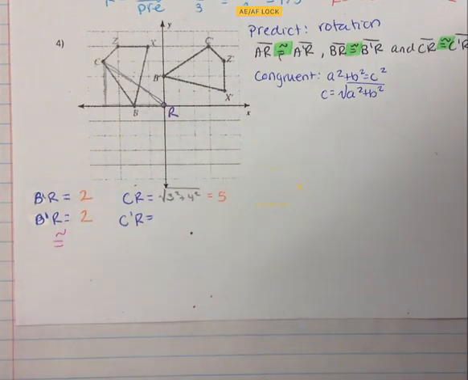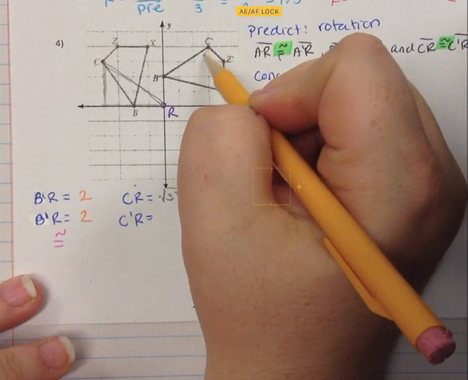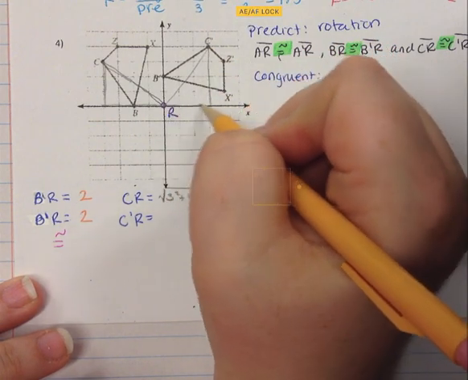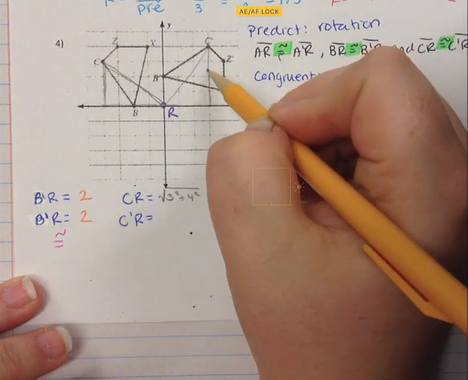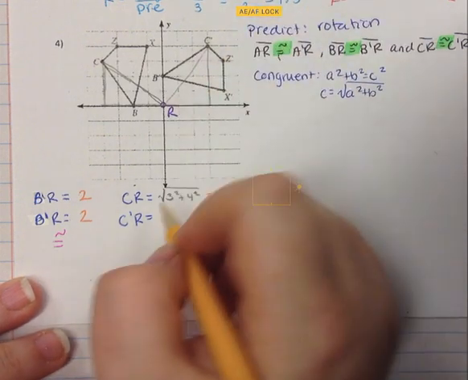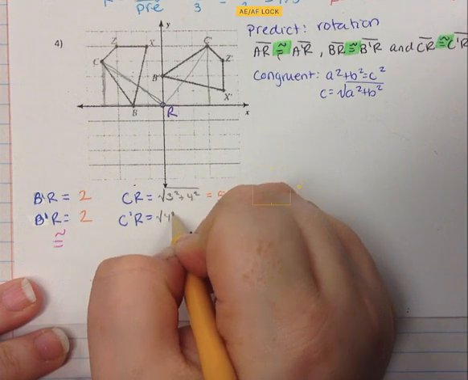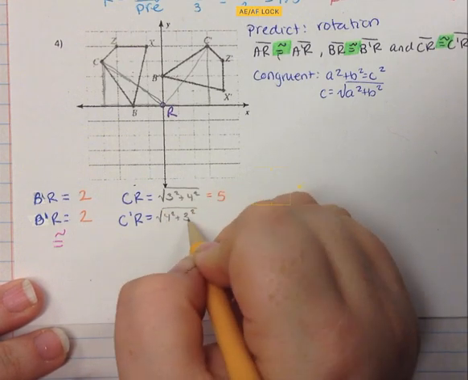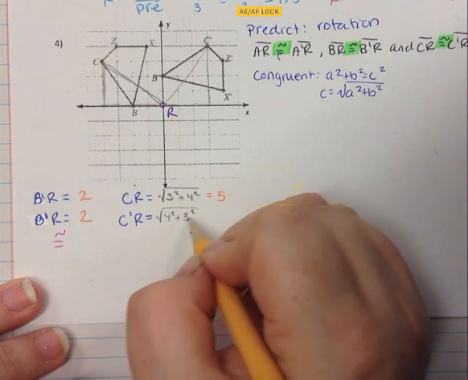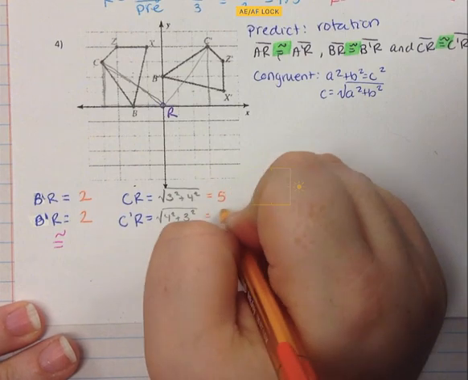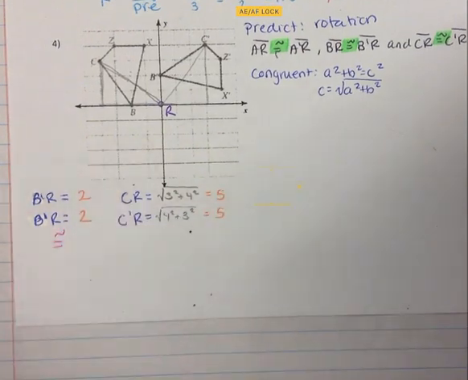Now we'll do C prime R. Do the same thing from C prime to R. So right triangle, go down to the left. We have 1, 2, 3, 4. 1, 2, 3. So we have the square root of 4 squared plus 3 squared. 4 squared is 16, 3 squared is 9, so it's 16 plus 9. 16 plus 9 is 25, and the square root of 25 is 5. So these are also congruent. So that's good.